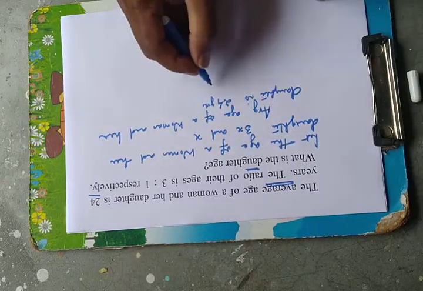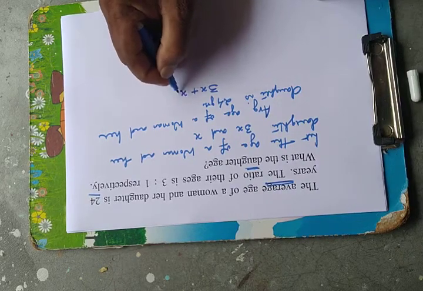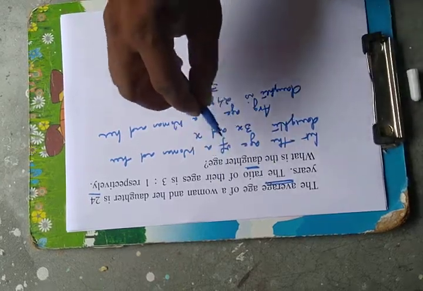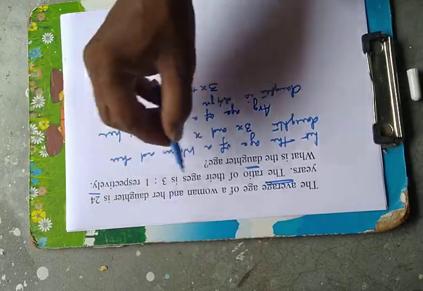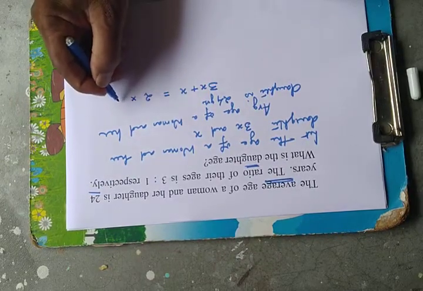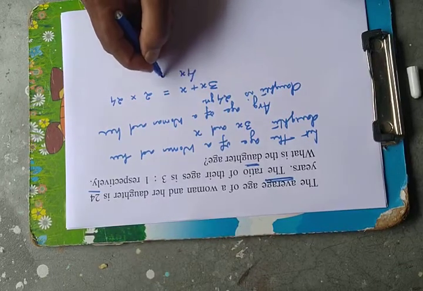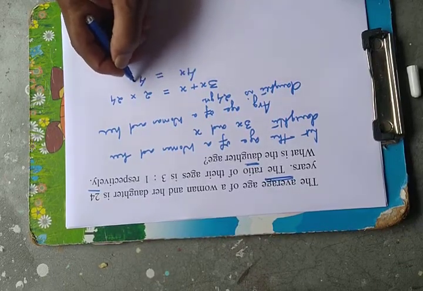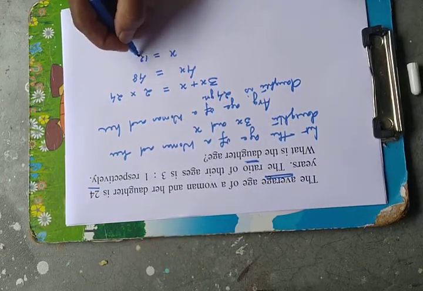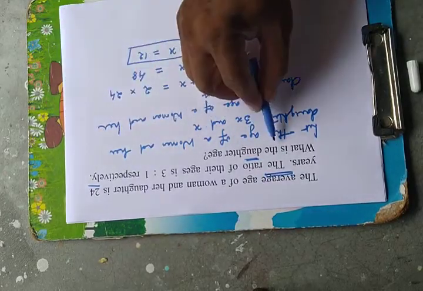Here, 3x plus x, that value is equal to the average. It is not a woman's age, it is not a daughter's age, it is the average. That's the reason we are putting 2 into 24. So that 4x equals 48. Now the value of x becomes 12. Now actually the question is, what is the daughter's age?